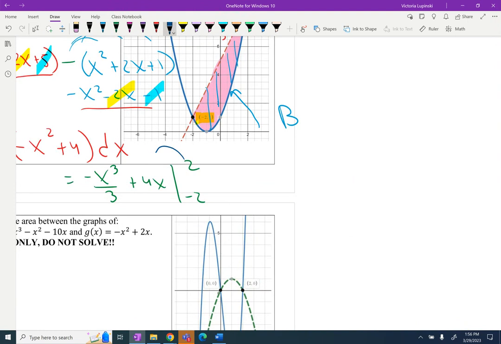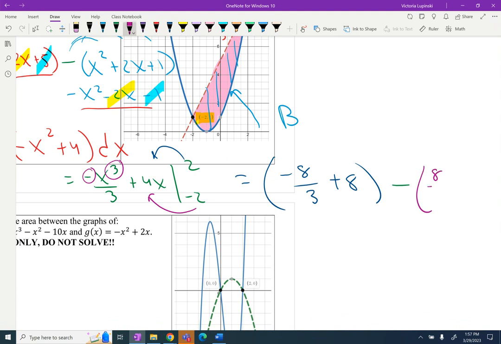Go ahead and start by plugging the 2 in, and just be a little bit careful. When you plug the 2 in, you're going to get -8/3 plus 8. That's just what you get when you plug in 2. Always a minus. When you plug in -2, here's where some of you went a little bit awry on the test. So -2, you first have to cube it, which is -8. Then you have to turn that -8 into positive. So it's actually 8/3 minus 8. I'm going to change this 8 to be 24/3. So -8/3 plus 24/3 is 16/3.